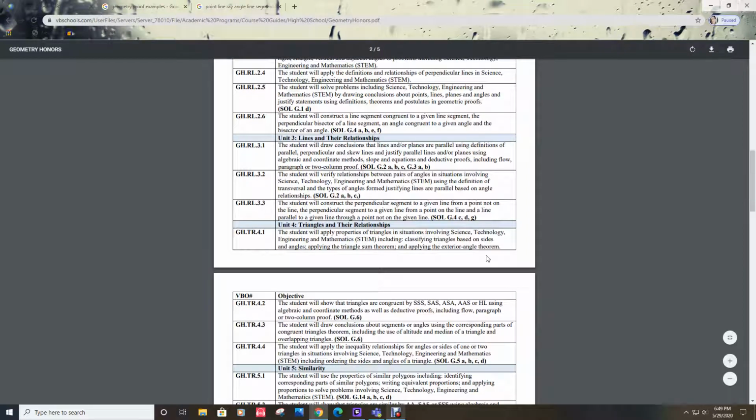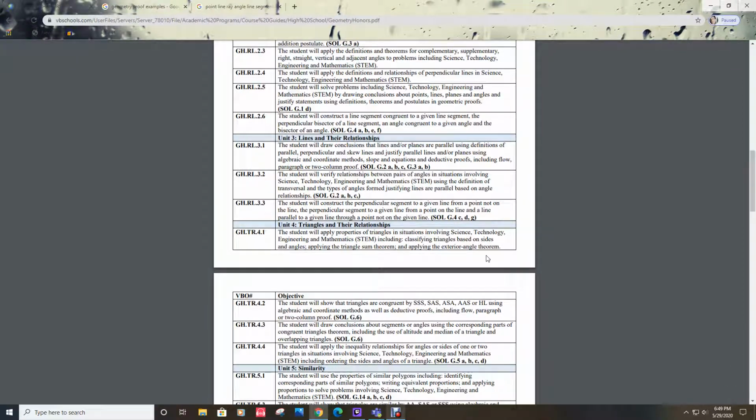So in lines and relationships, that's still talking all about parallel and perpendicular lines and things like that. You'll see it on the graphs and the shapes. Unit 4, triangles and their relationships. Okay, that's one of my favorites because I love triangles.